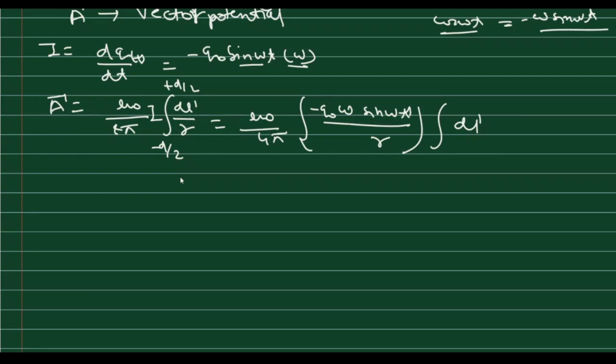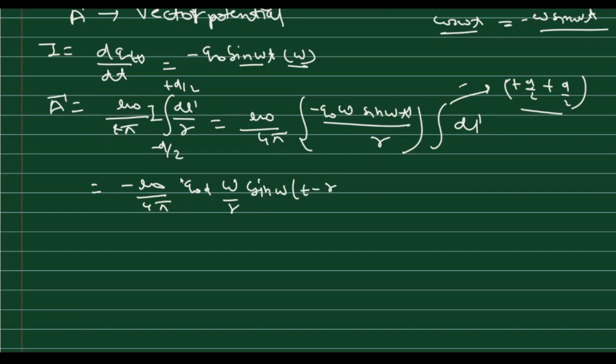The dl prime integration should be taken from minus d by 2 to plus d by 2. It will come out as the final result: minus mu naught upon 4 pi, q naught d omega by r, sine of omega t minus r upon c, in the z direction, in the A vector.